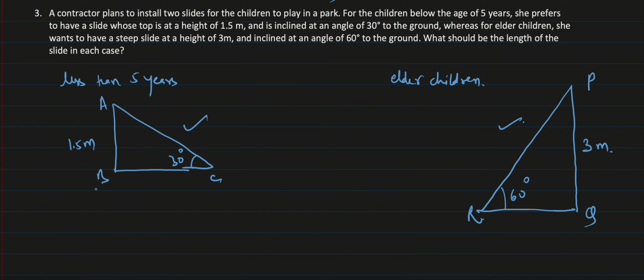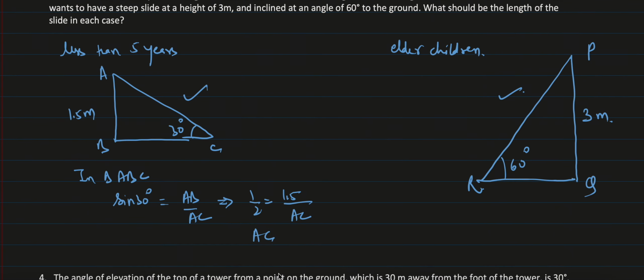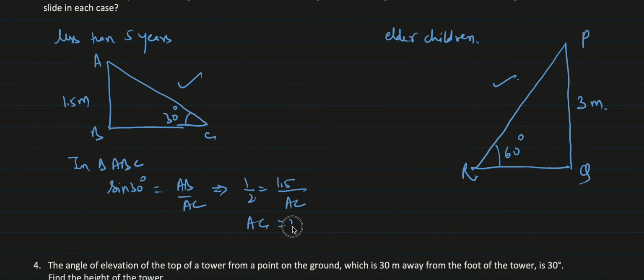So let's take both the triangles. In triangle ABC, what do we have? Now we need to calculate the hypotenuse, so we won't use tan here. We use sine. So sine 30 degrees equals AB by AC, which implies 1 by 2 is 1.5 by AC. So AC comes out to be 3 meters.